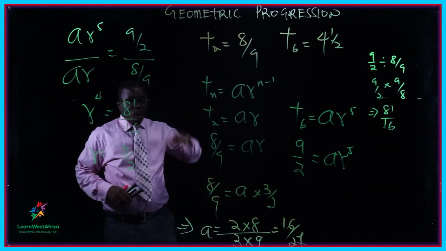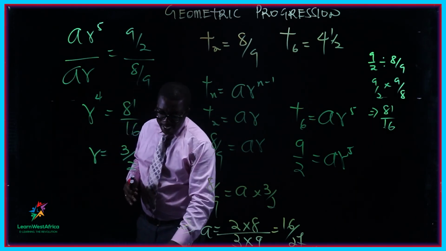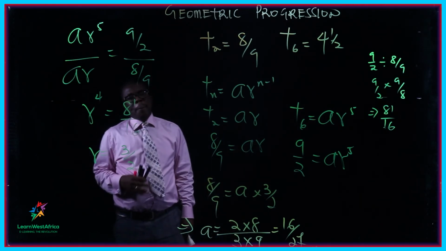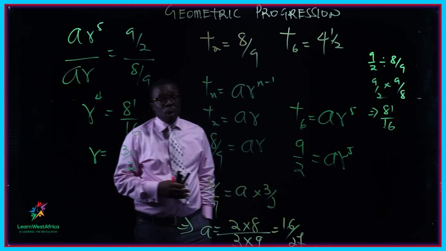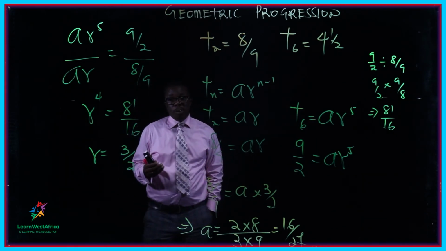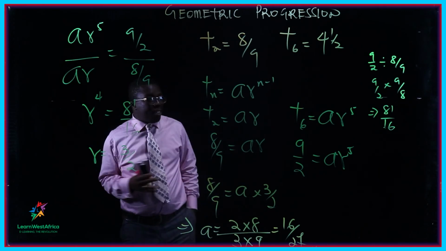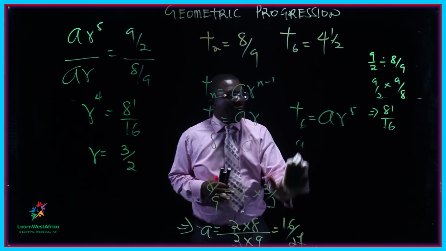Then it says, what is the third term? Any idea how we can find the third term? That should be easy, right? Because now we know our first term to be 16 over 27. We know our common ratio to be 3 over 2. So we'll find the third term. Should be perhaps the easiest thing on the planet. So let's try and figure that out, our third term.